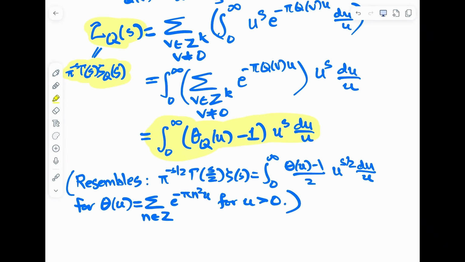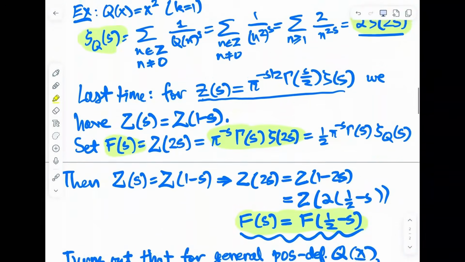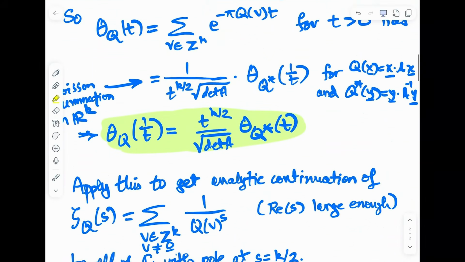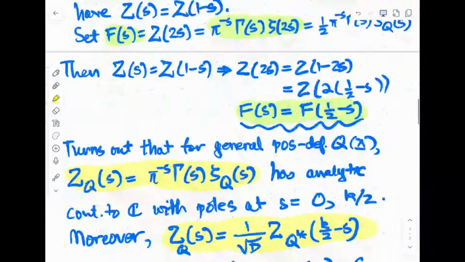And so just like last time, we're going to split the integral, because there's an equation. Well, it doesn't connect theta_q(u) and theta_q(1 over u). We have theta_q(u) and theta_q* of 1 over u. Where was that? There it is. Okay, so we have an equation connecting the theta functions of the quadratic forms q and q* with their values at t and 1 over t.